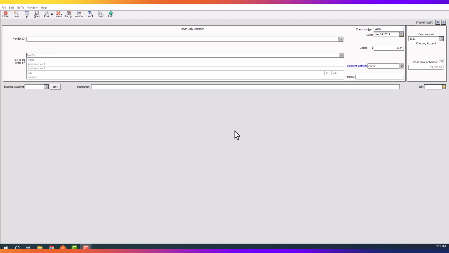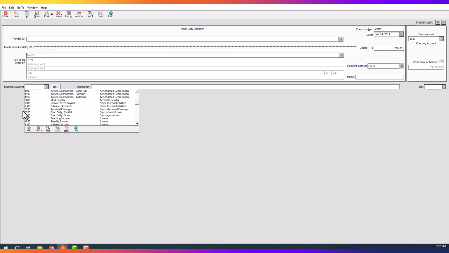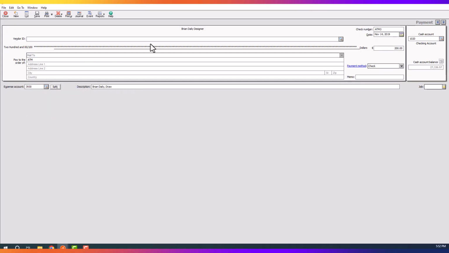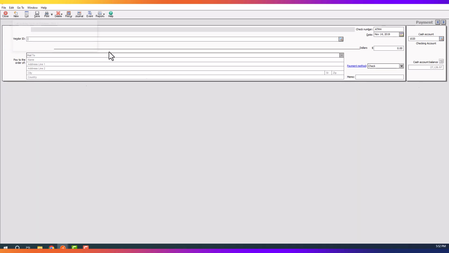Our next transaction is an ATM withdrawal, so we're going to clear out the check number. We're going to type ATM. We've already used ATM2, so I'm going to use ATM3 for the reference here. I'm going to type in ATM for the name. And then the amount was $200 even. And then the account that we specify is going to be that owner drawing account. So look for your name, comma, draw, account number 3930. Once all the details match, we'll save that one.